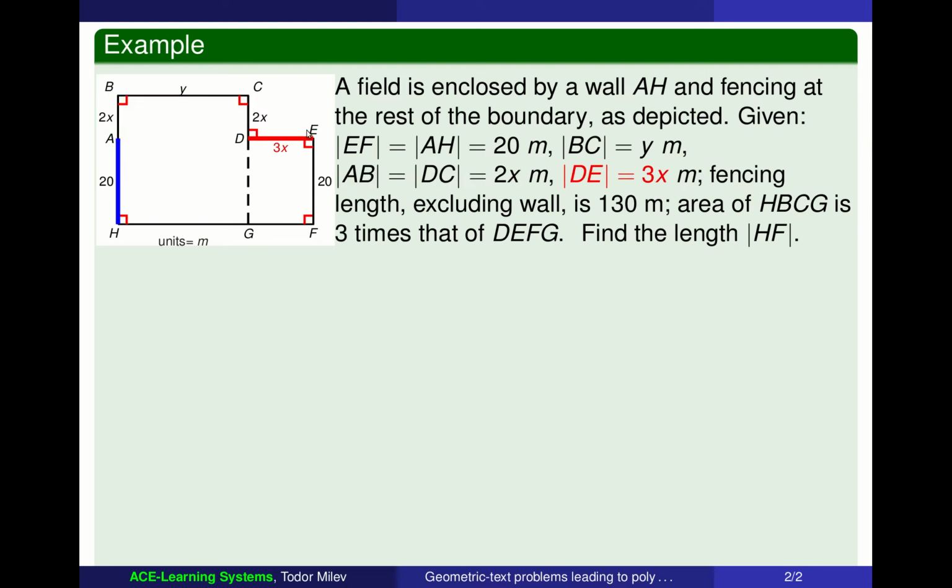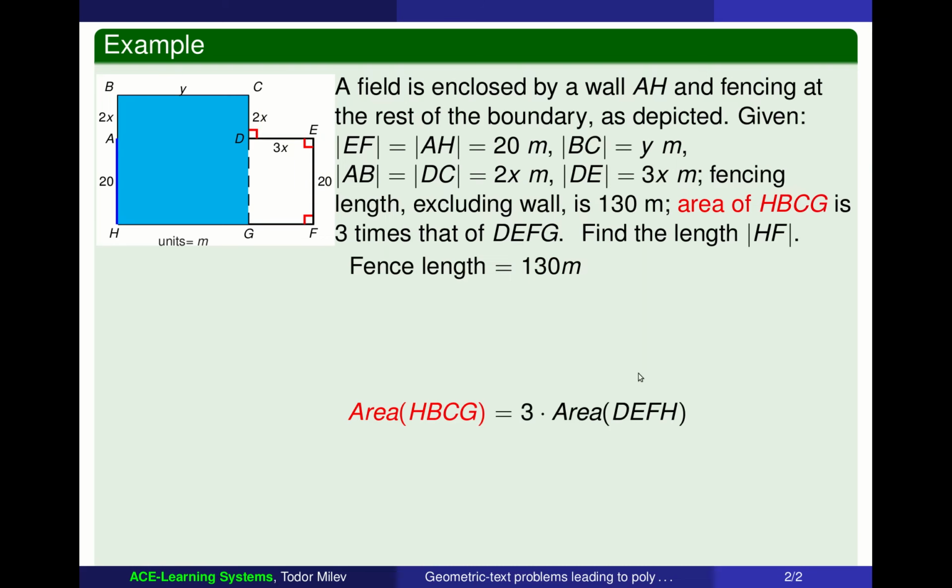We're also given that the distance here, DE, which by the way must be equal to the distance GF that we see here, is 3x. Here the same variable x that we used for this distance. Okay, what else are we given? We're given that the length of the fence, this is the fence here, excluding the wall, is 130 meters.